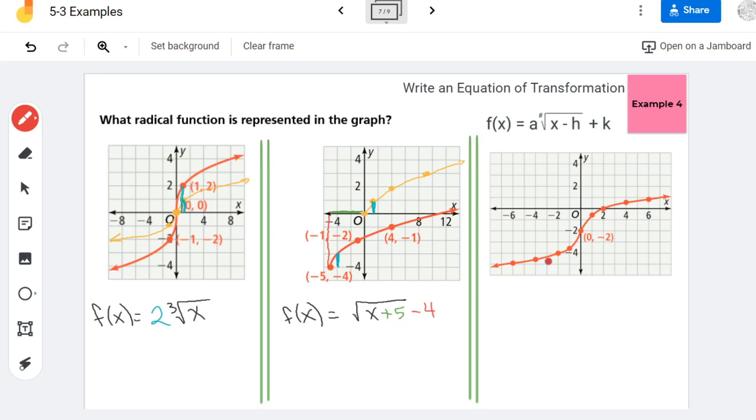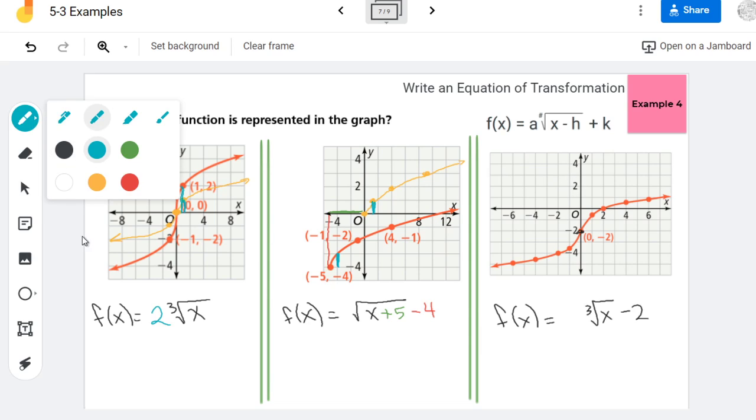Okay, so now let's try doing this one without drawing the parent function. I know it's a cube root function because of the S shape. Now this has not been shifted to the left or right, right? So there's not going to be any addition or subtraction in the grouping symbol. However, it was pulled down by 2, so I'll subtract 2 outside the grouping symbol.